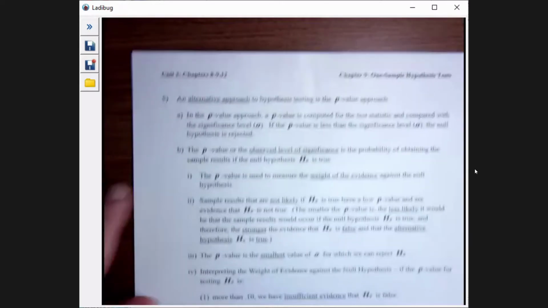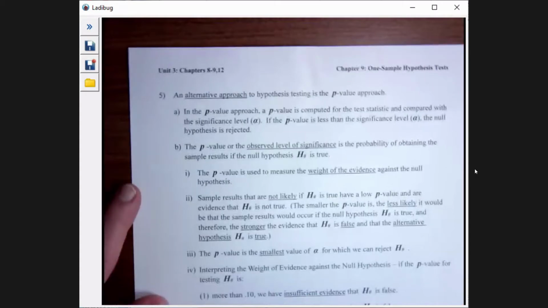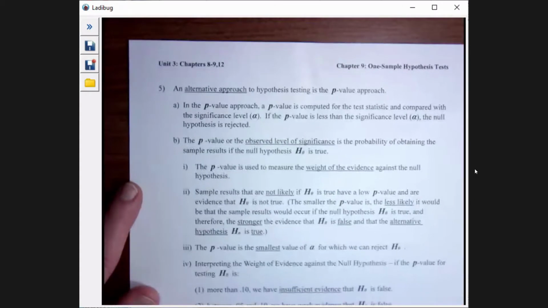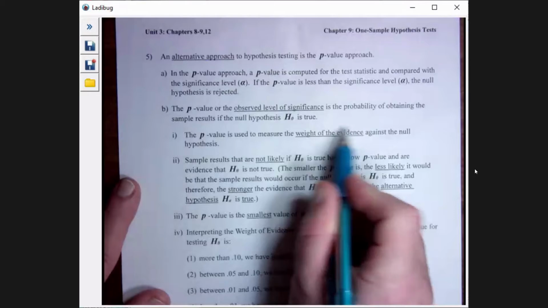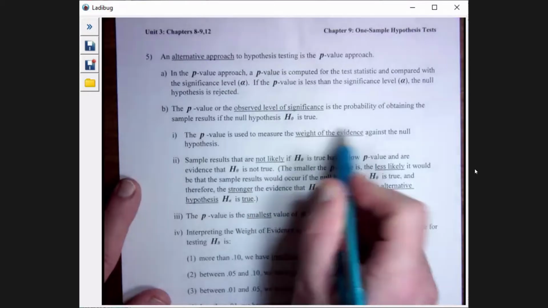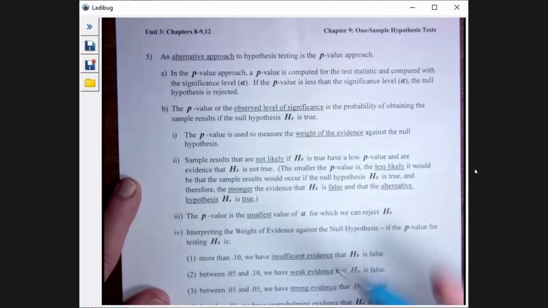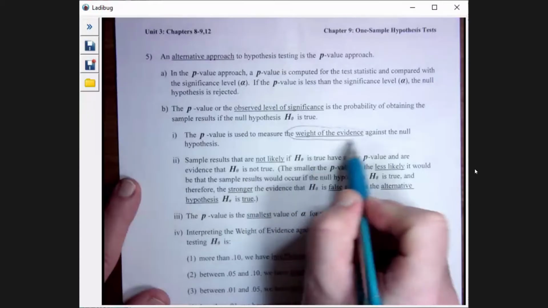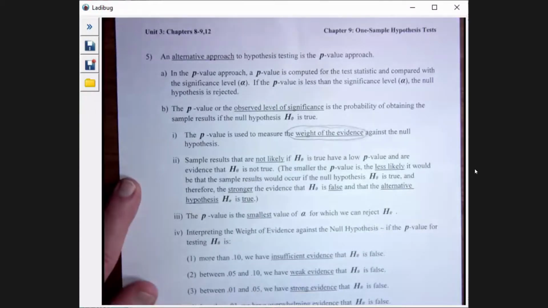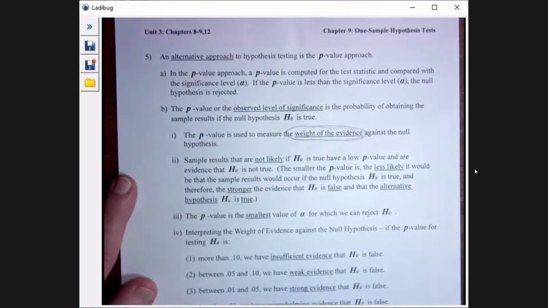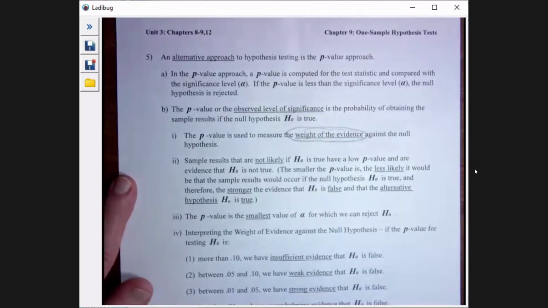Okay, so the p-value measures the weight of evidence against the null hypothesis. Okay, it measures the weight of evidence against the null hypothesis. A very small p-value means it's very unlikely that occurred just by random chance, which means it's telling us something.